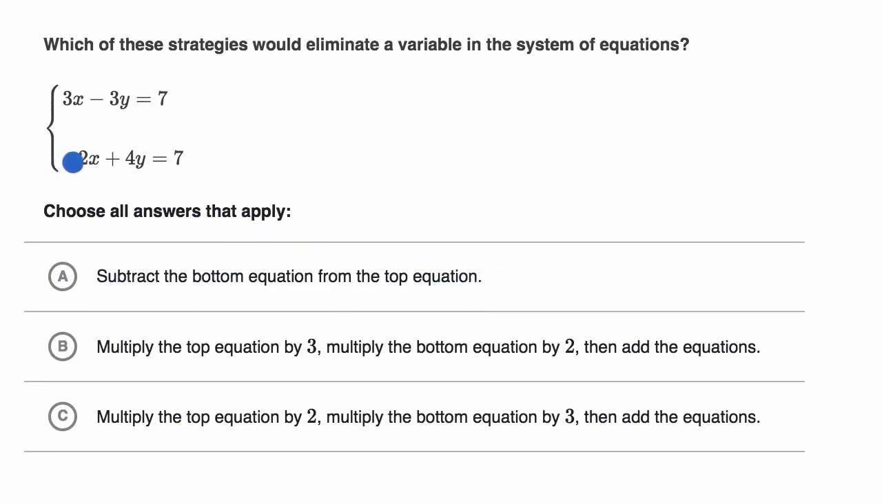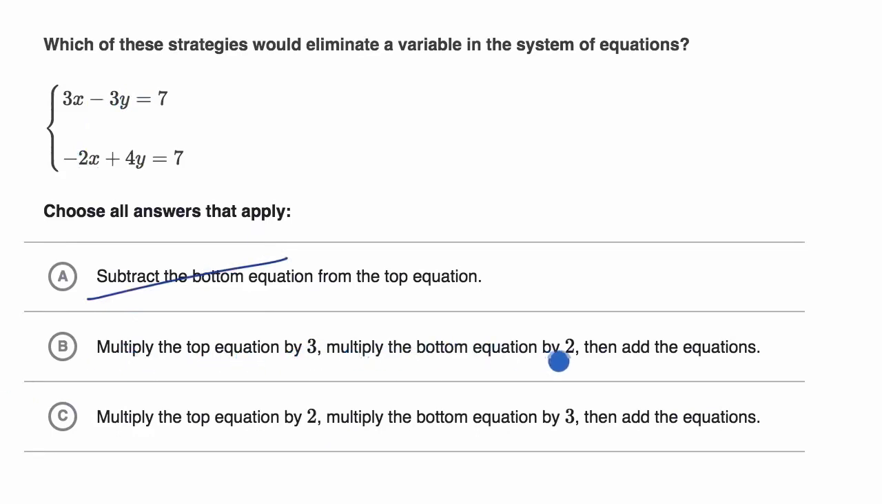Well, if we subtract the bottom from the top, so if you subtract a negative 2x, that's the same thing as adding 2x. You're adding 2x to 3x, that's 5x. The x's don't get eliminated. Subtracting 4y from negative 3y is just going to get us to negative 7y. The y's don't get eliminated. So I would rule this one out. Nothing's getting eliminated there.